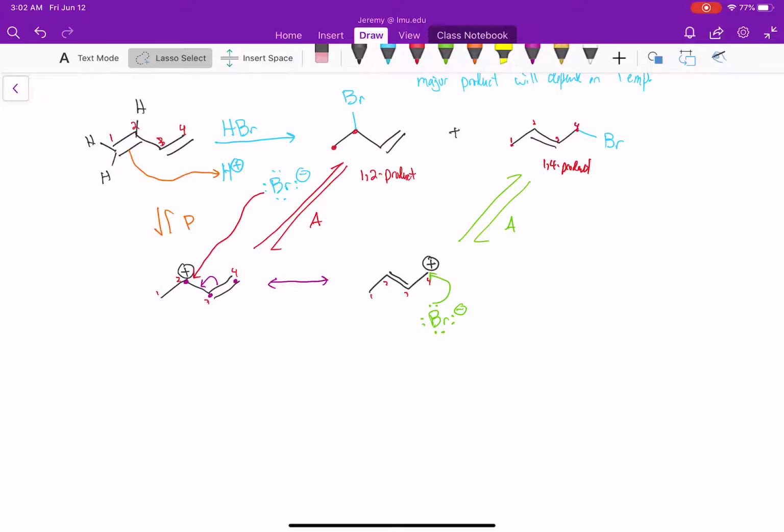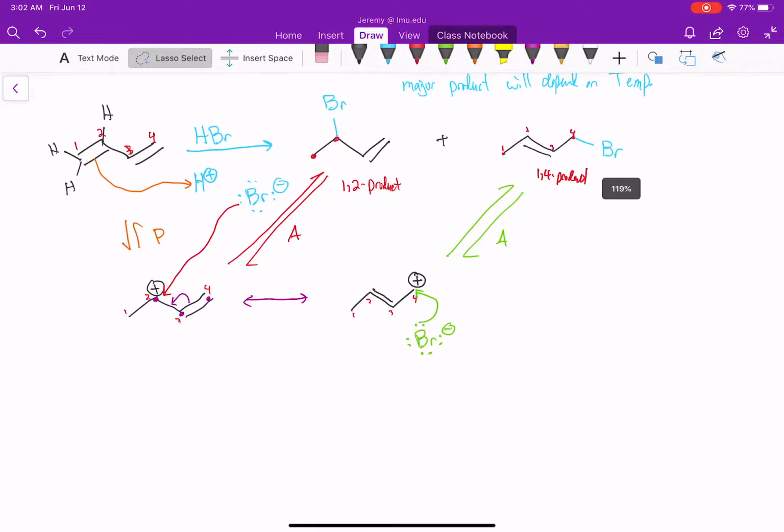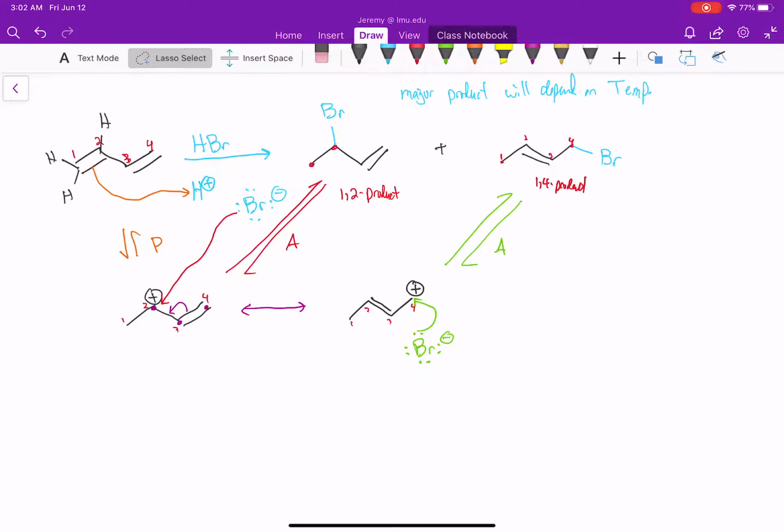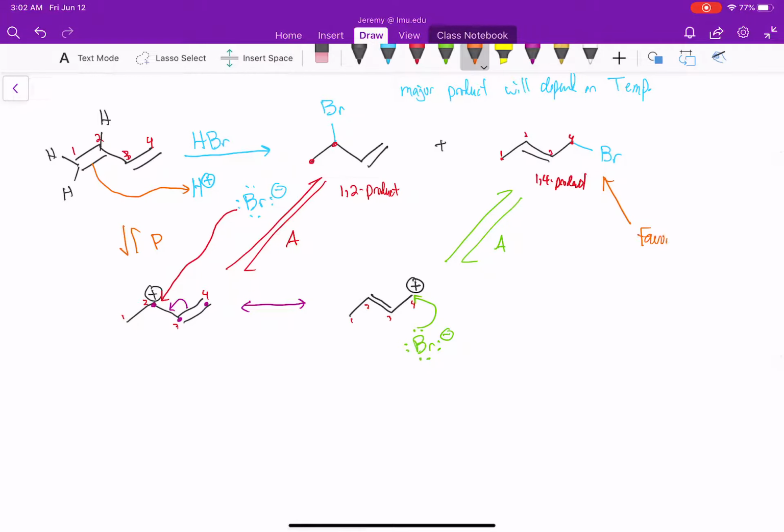First thing we want to do is look at the two products we can form, and see what the effect of temperature is. So we'll draw that in orange. The product on the right will be favored at high temperature.